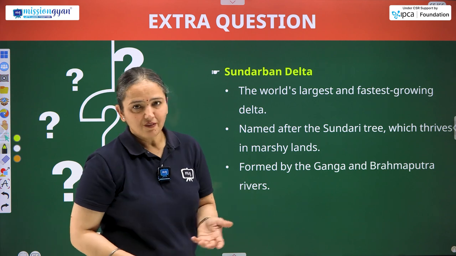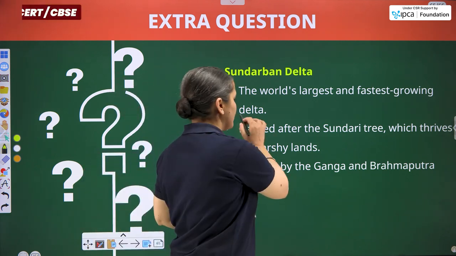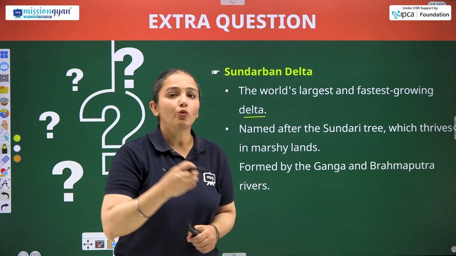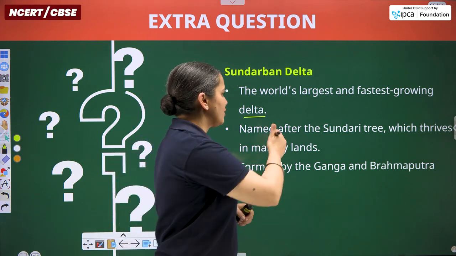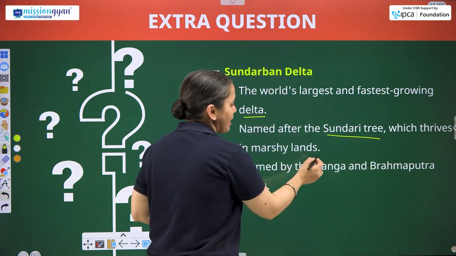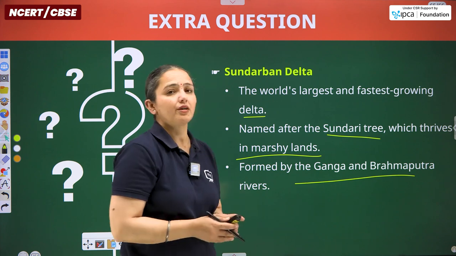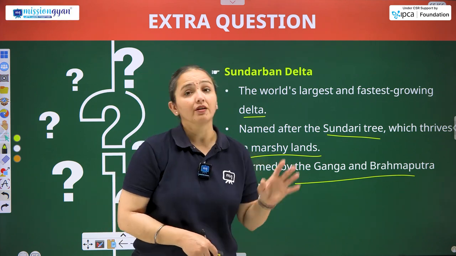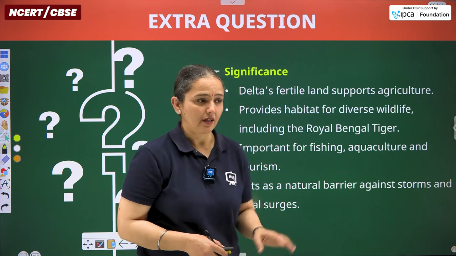Sundarban Delta, we have to give this specific reference. The world's largest and fastest growing delta. It is named after a particular species of tree, the Sundari, which survives in marshy lands formed by the Ganga and Brahmaputra rivers. That is the specific reference of the Ganga and Brahmaputra Delta, also known as the Sundarban Delta.